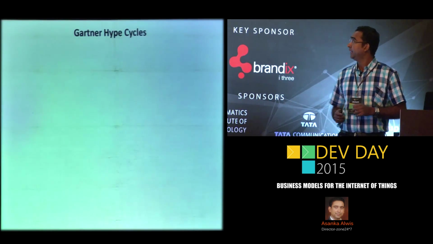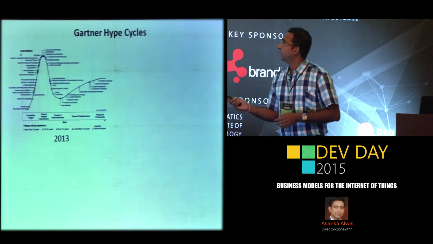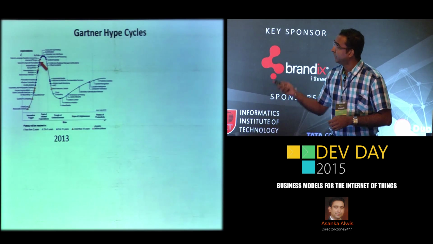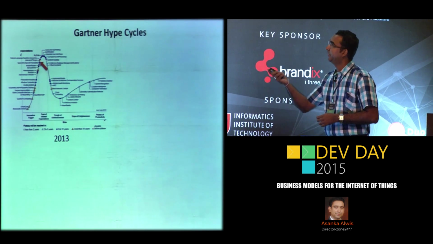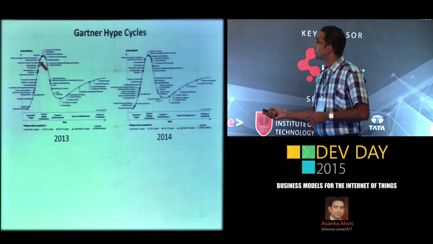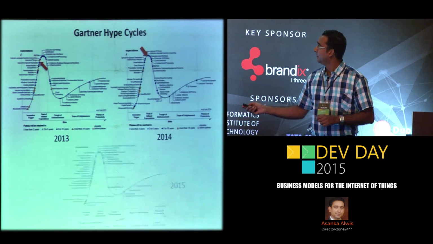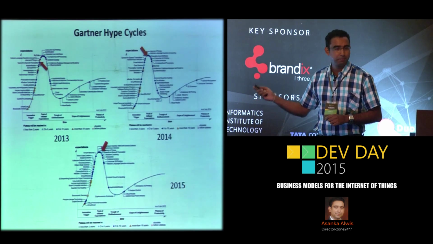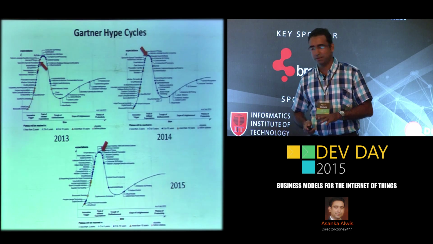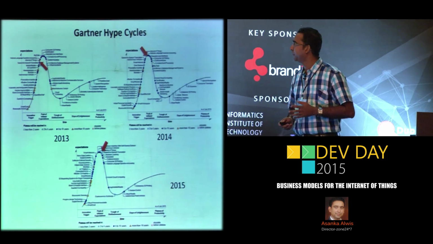So IoT is not a new term actually. It has been there for a few years. Even at Gartner in 2013, in their hype curve at the expectations, IoT was somewhere there. Then in 2014, it reached the top. Then in 2015, it managed to retain the top peak. We don't know what's going to be in 2016, but I'm pretty sure it will still remain on the peak, because there are a lot of people talking about it.